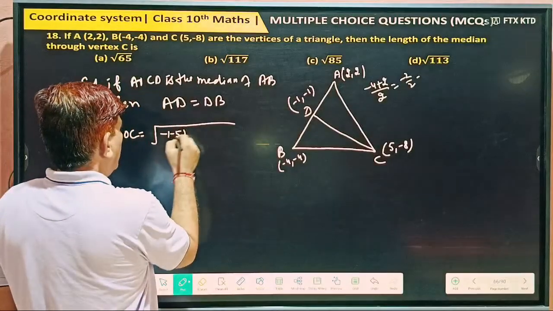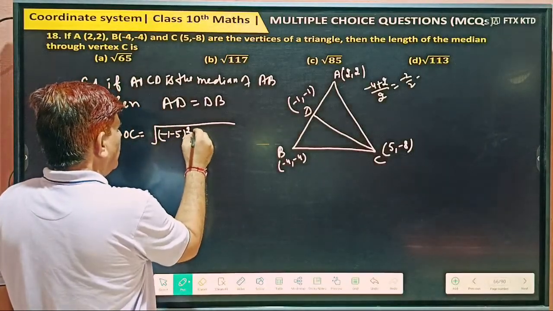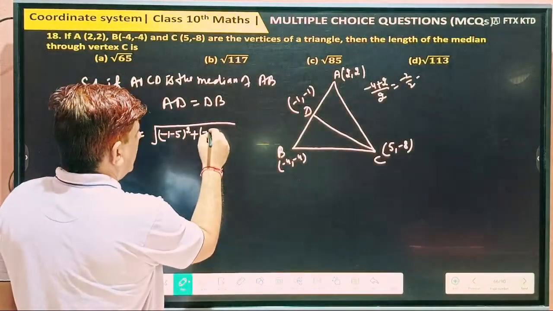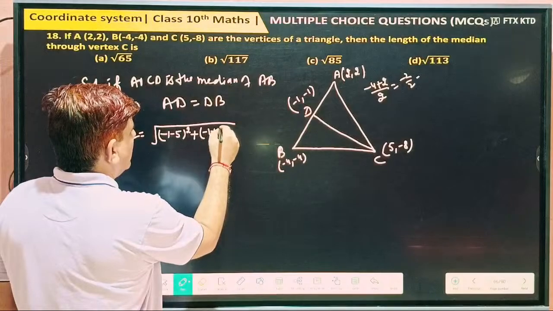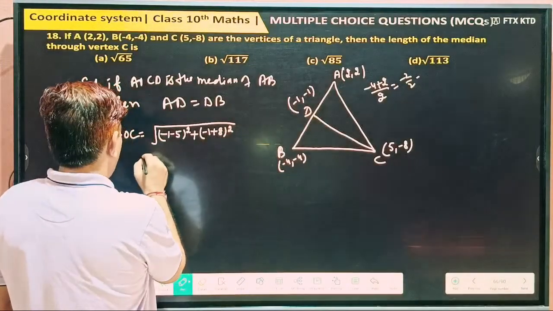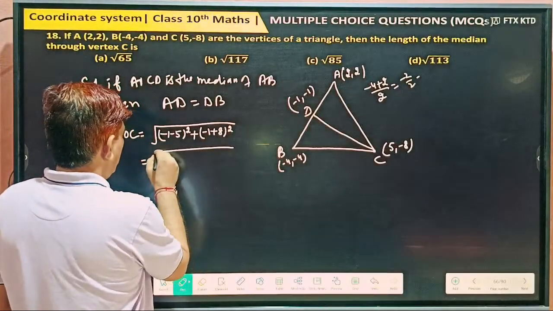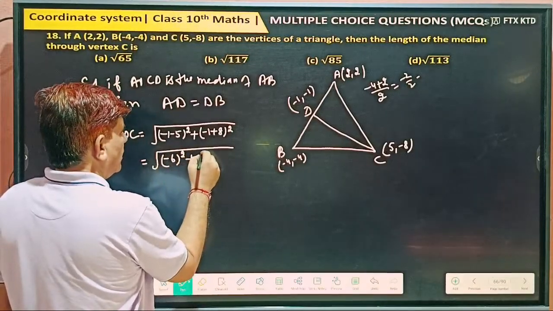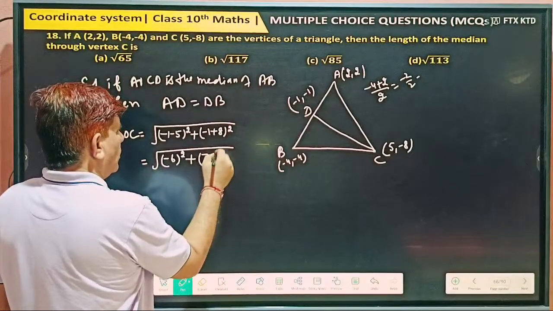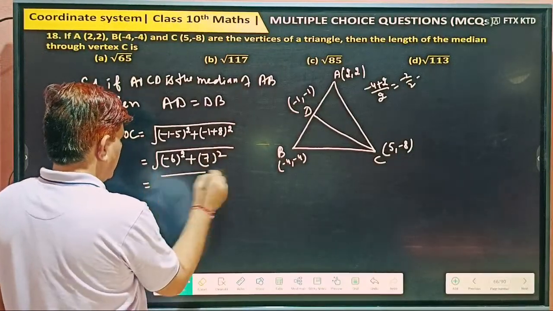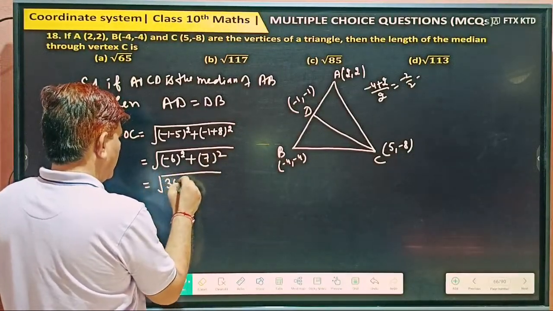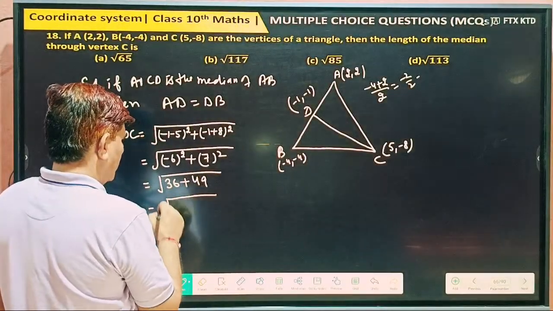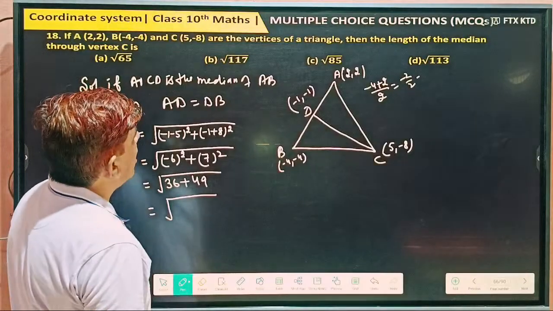So CD is the square root of (-1 minus 5) whole square plus (-1 plus 8) whole square. It becomes (-6) whole square plus 7 whole square. What is this? 36 plus 49, which is 85.